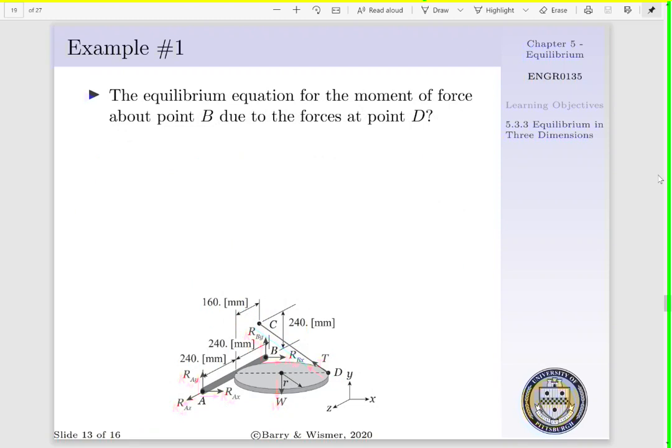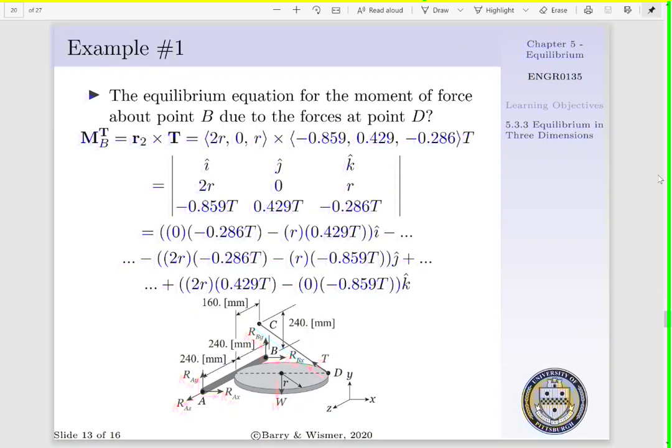Next, we can take our moment of force about point B due to our forces existing at point D, i.e. the tension in the cable. We can say our moment of force about point B due to our tension is equal to R2 cross T, where R2 is our position vector going from B to D, which is given as 2R, 0, R. And we cross this with the tension in our cable, minus 0.859T, 0.429T, and minus 0.286T. This is equal to the determinant of i hat, j hat, k hat, 2R, 0, R, minus 0.859T, 0.429T, minus 0.286T.